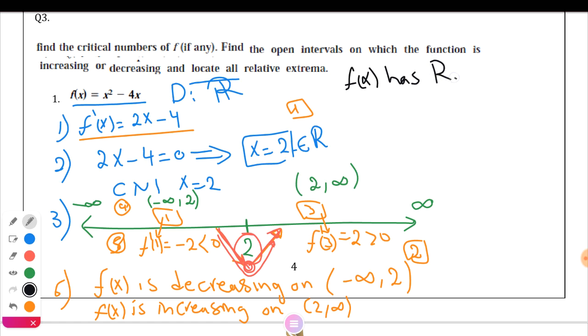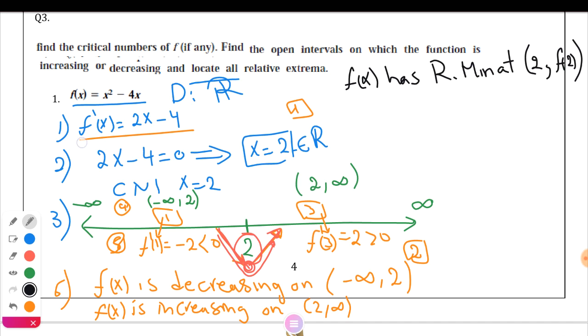Relative minimum, at which value? Well, at the point x = 2. And what is the value of the y-coordinate of it, f(2)? Because I'm asking about the coordinate location, it means where is its place. To find the y-coordinate, use the original function.